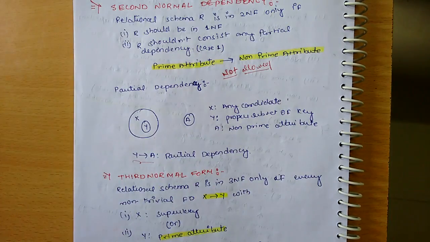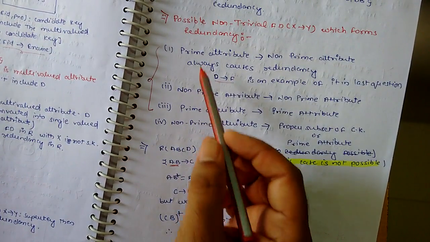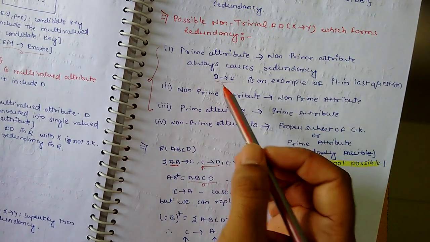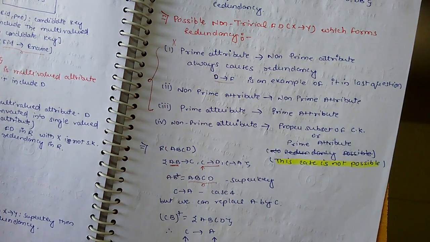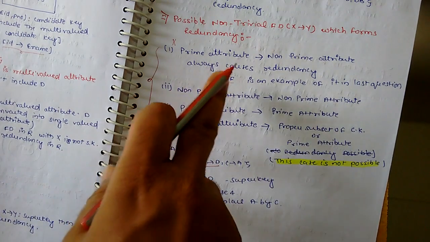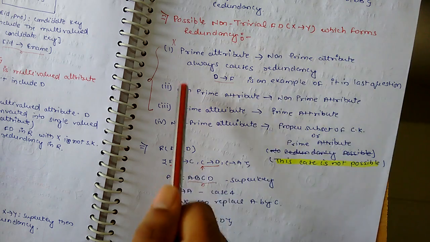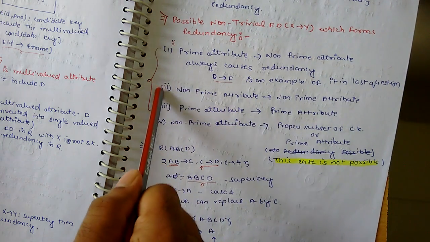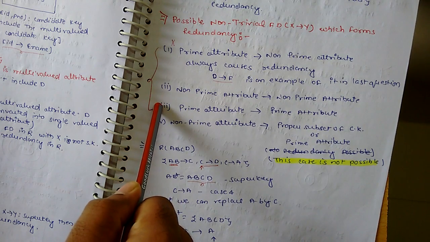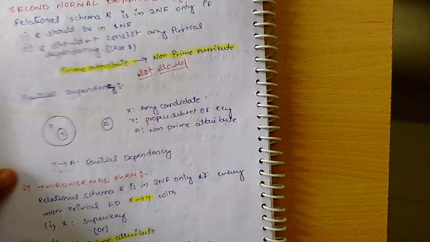Okay, so there were three cases. If you see here, there were three cases: prime attribute to non-prime attribute. It means this is not allowed in second normal form. It causes redundancy, but we have removed this possibility in our second normal form. Okay, so now we have to concentrate only on these two redundancies, and we will remove them in further normalizations.